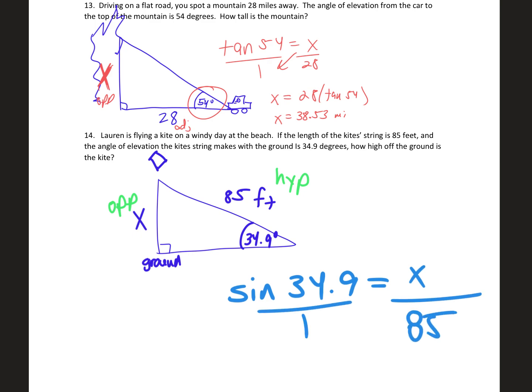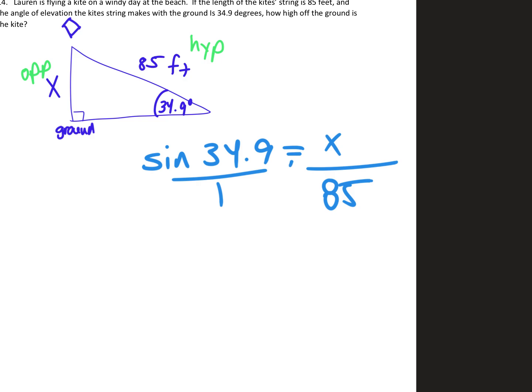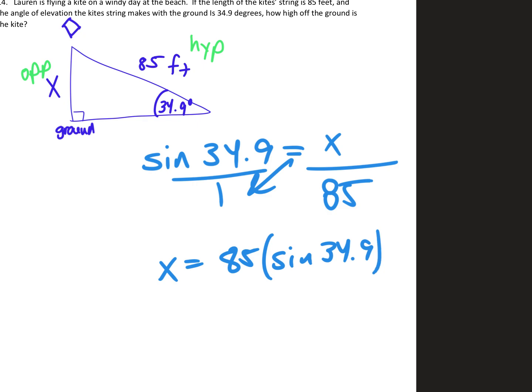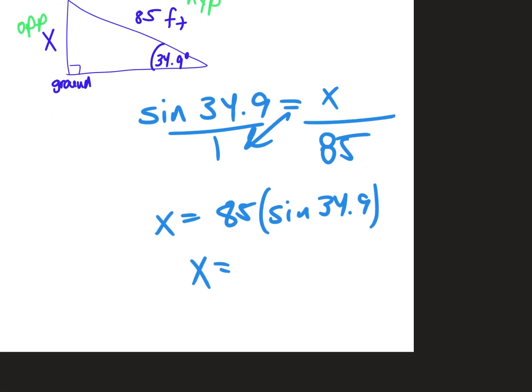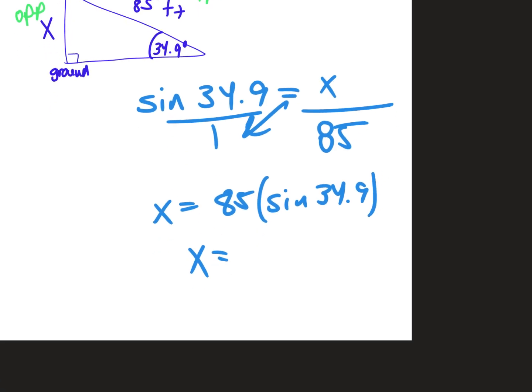Again, we have a proportion. How do we solve proportions? Yep. X equals 85 times the sine of 34.9. What do you get? 48.6. So 48.6 feet. Okay, perfect. Does that make sense? Yes. If you came out with 3, well, I guess sometimes kite flying is hard, but usually they're up in the air off the ground.